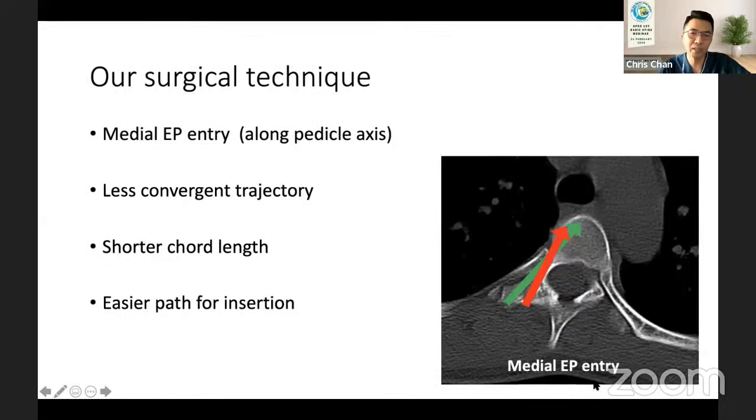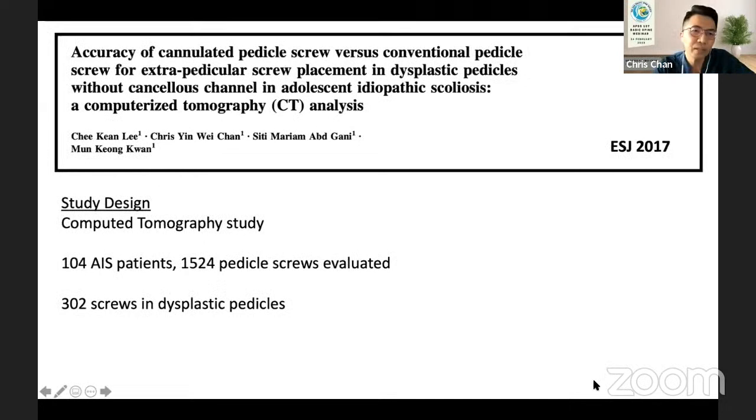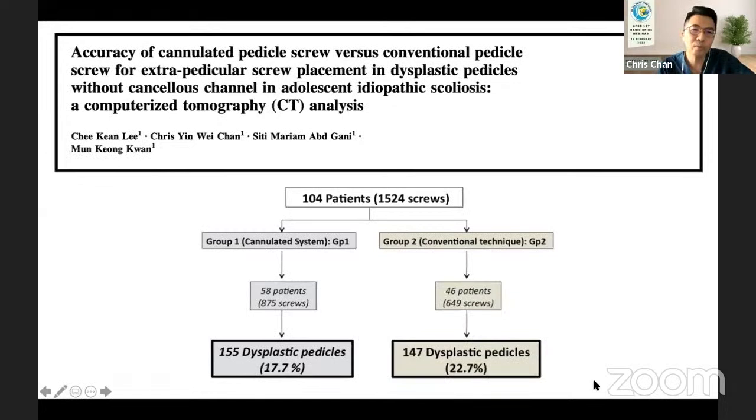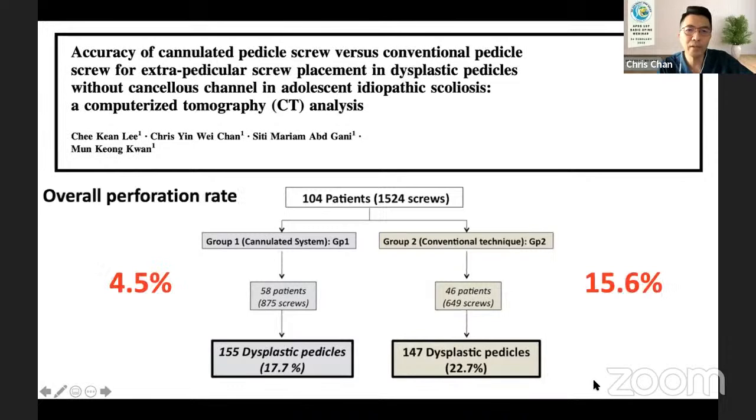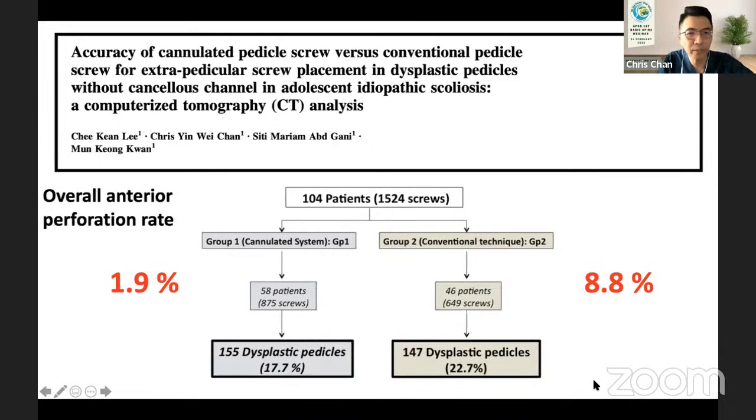And in our unit, we routinely use a cannulated screw system because of our study, which was published in 2017. It is a computed tomography study of 1,524 pedicle screws, whereby 302 were inserted in dysplastic pedicles. There were two groups: group one, cannulated system; group two, conventional technique. The overall perforation rate was 4.5% in group one and 15.6% in group two. The anterior perforation rate was 1.9% in the cannulated system group compared to 8.8% in the conventional technique group. And the overall critical perforation was also lower, 2.6% in group one and 6.8% in group two.